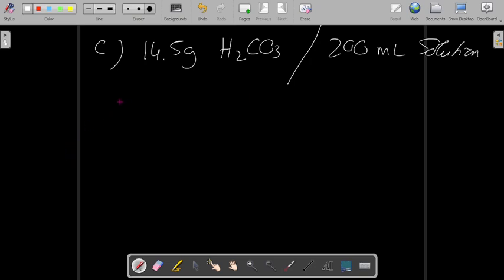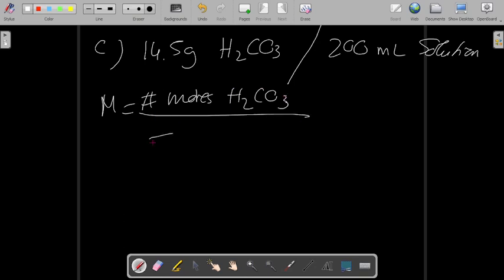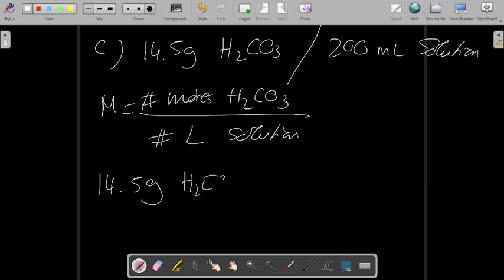We need to find, so molarity is the number of moles of the acid divided by the number of liters for that solution. And as we don't have any of those things, we need to find them. Let's convert the 14.5 grams of the acid. I'm going to do it directly again, okay?